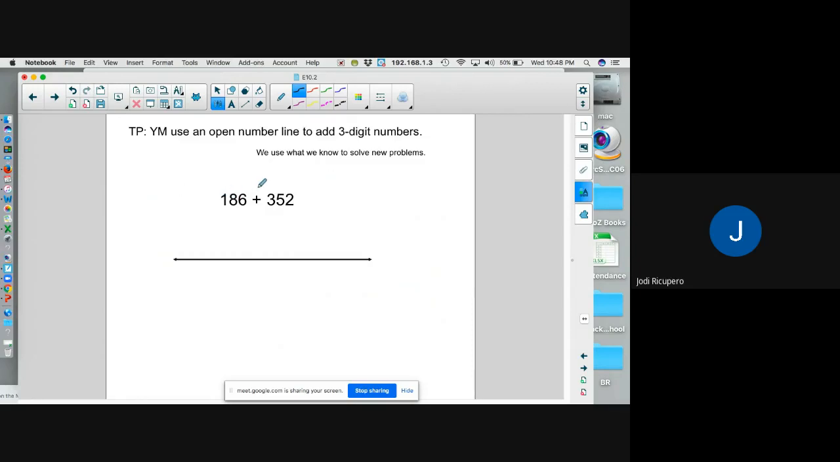Now let's look at 186 plus 352. I'm going to start with our largest number. On your paper, you start with the largest number, 352. Now I'm going to break apart this number. So we know that we have 100, 8 tens, and 6 ones. Try it by yourself. I'll join in a minute.